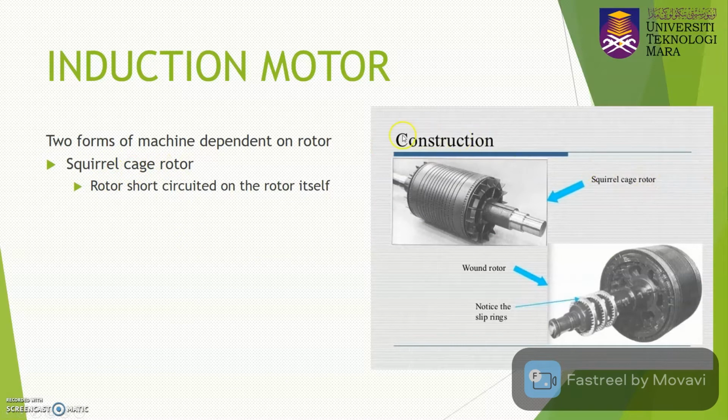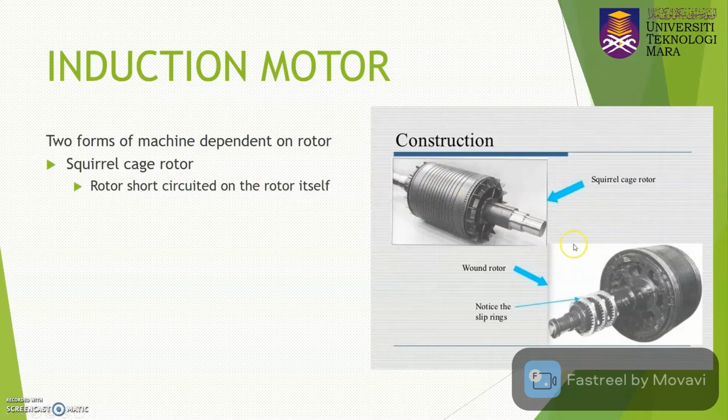So here is the construction of the squirrel cage rotor. The squirrel cage winding consists of aluminium or copper bars embedded in the rotor slots and shorted at both ends by aluminium or copper end rings, as shown here. So usually the rotor is short circuited on the rotor itself, at both ends of the rotor.